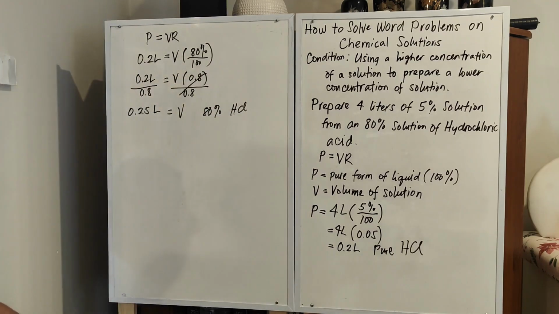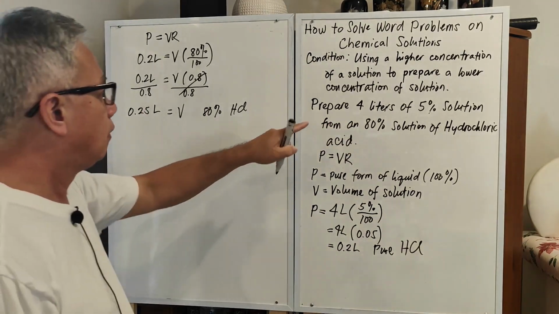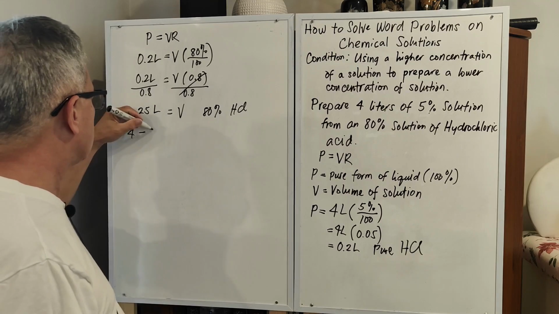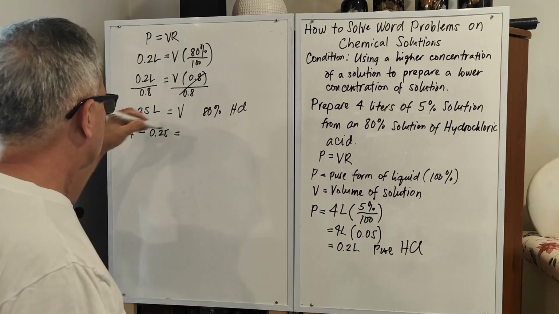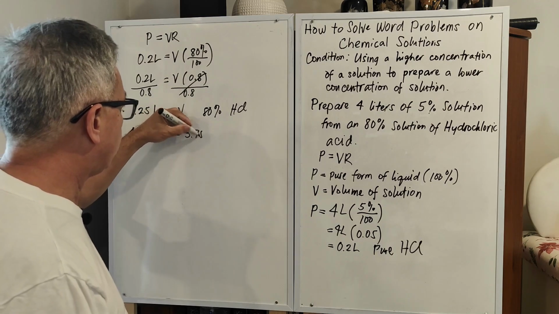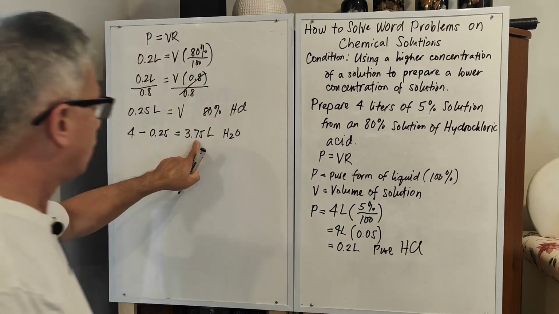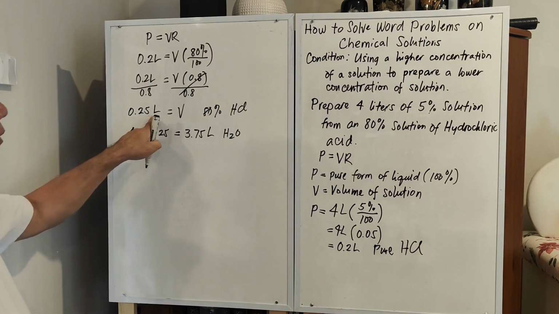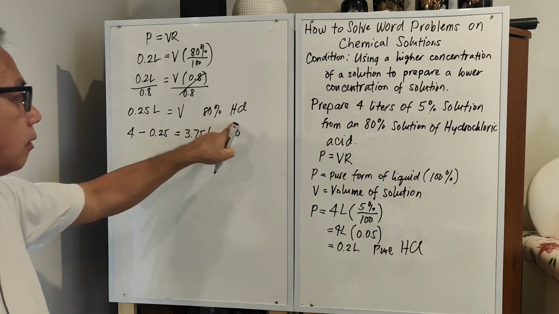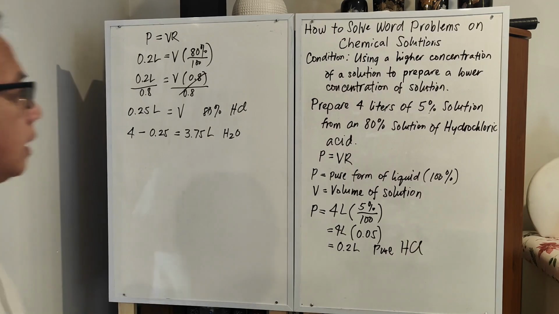HCl. Now, to make 4 liters, we have to subtract 4 minus 0.25. So we need 3.75 liters of water. And then we add this to 0.25 liters of 80% hydrochloric acid to make 4 liters of 5% solution.